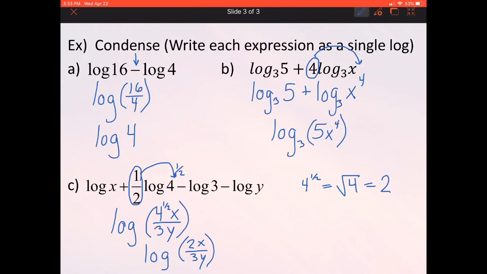I can't reduce 2 over 3, and I can't do anything with the x and the y. If they were both x's, we could maybe cancel them, but I can't. So that is my final condensed answer.